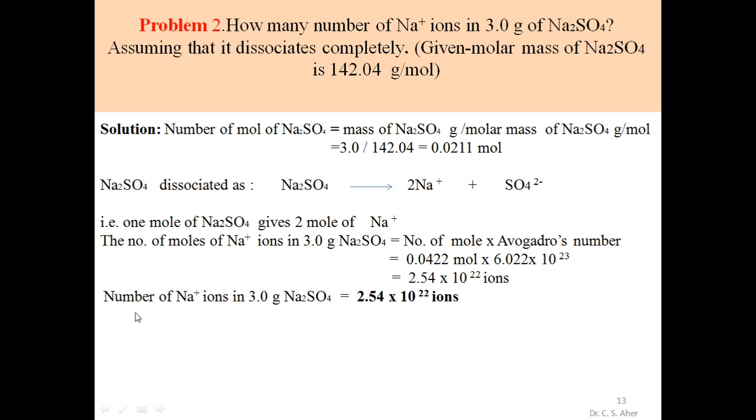22 ions, and thus the number of Na plus ions in 3 gram of sodium sulfate is equal to 2.54 into 10 raised to 22 ions. So what is the formula? How many sodium ions are present? Initially we calculate the number of moles of sodium ion, and when this number of moles is multiplied by Avogadro's number, we get the number of sodium ions in that concentration.